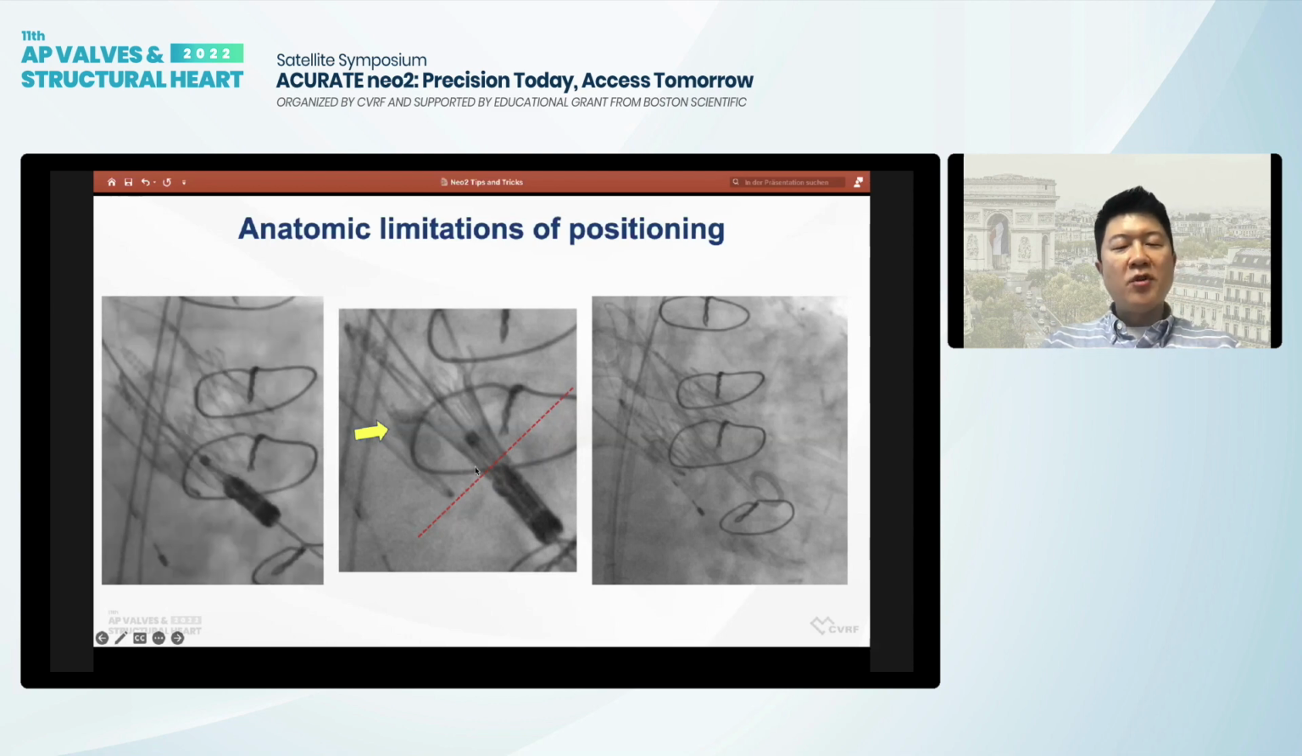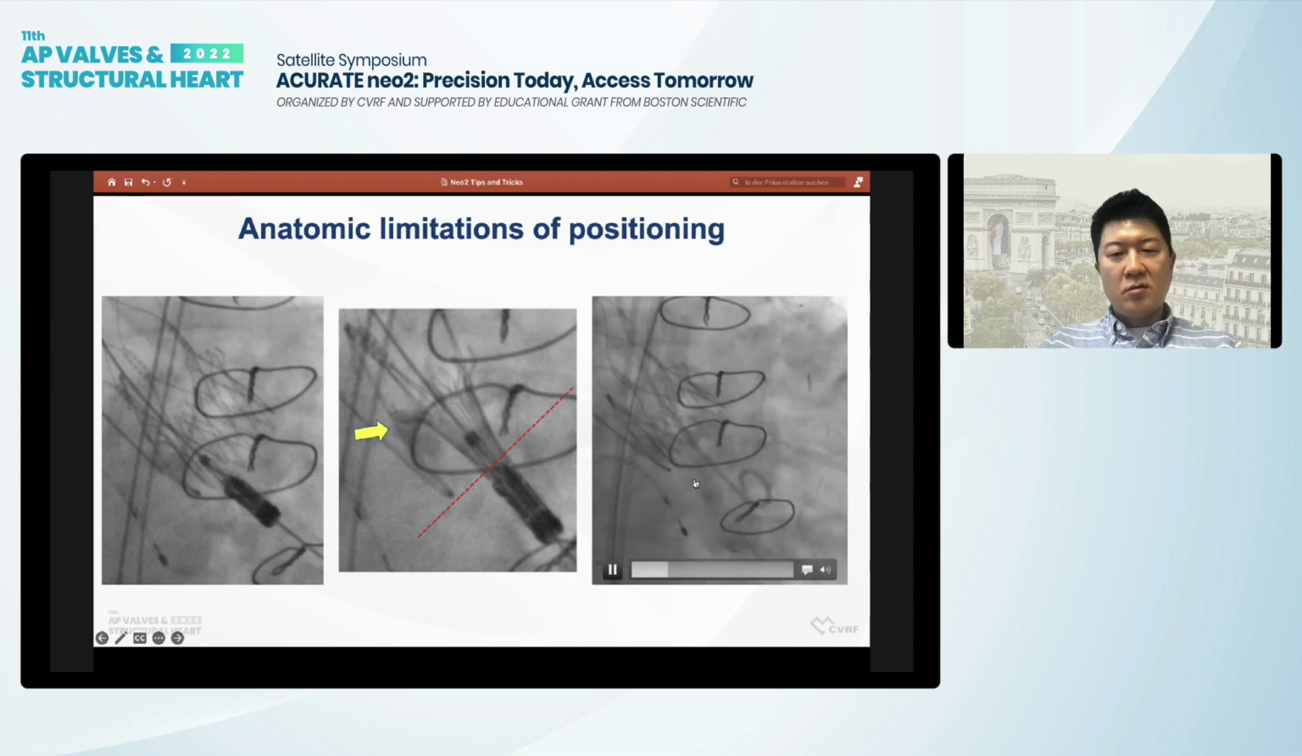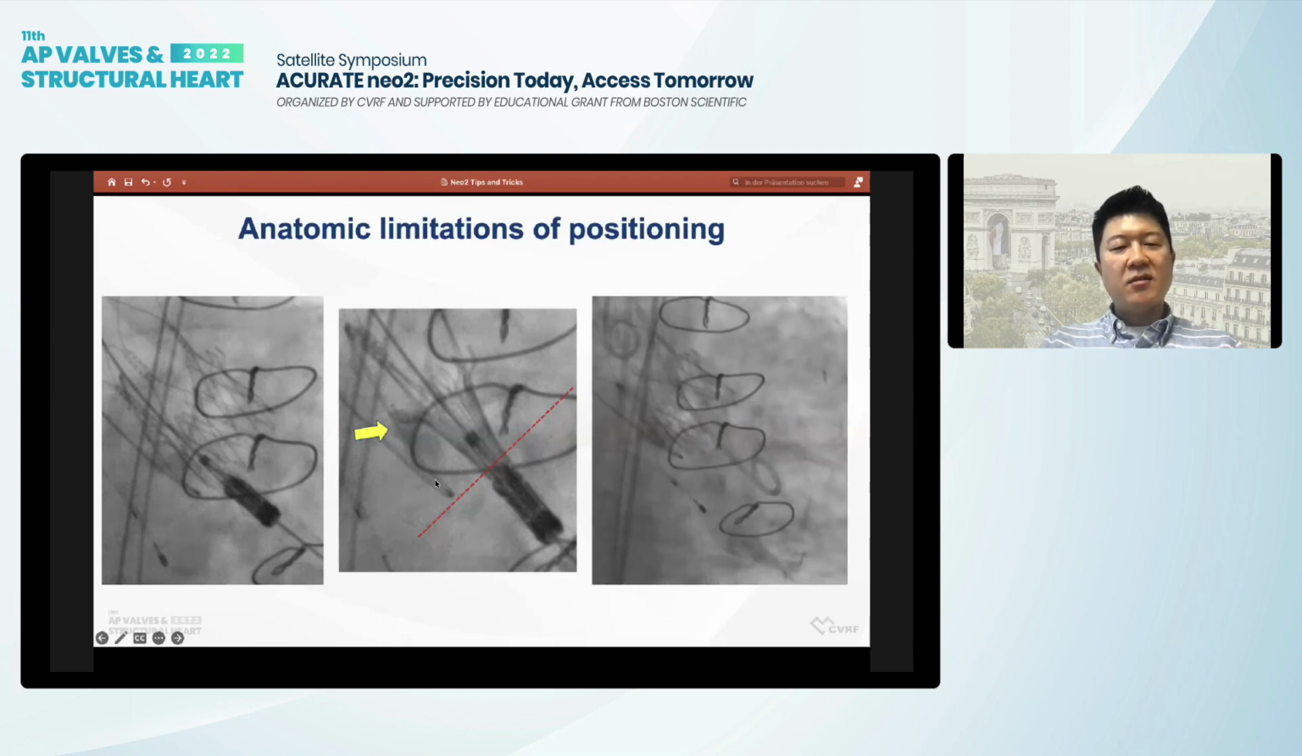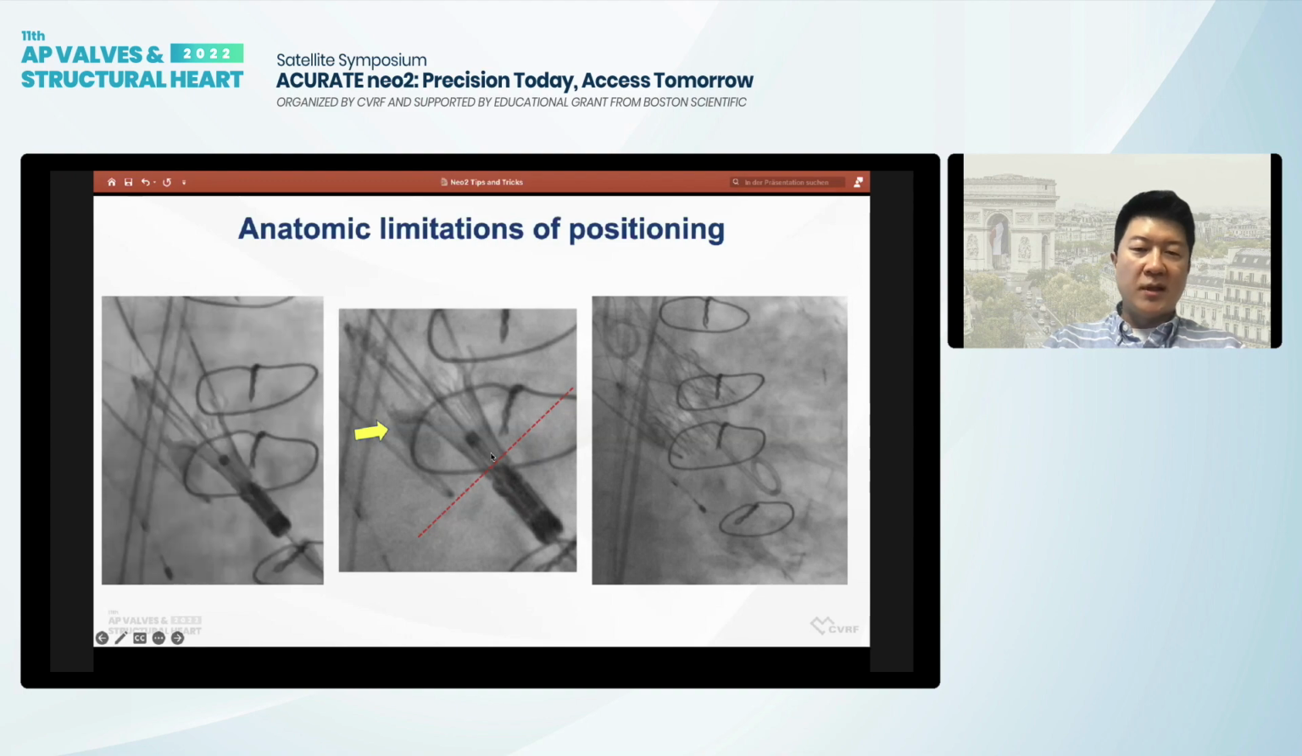We are forced to do the deployment, and here it looks okay. In this case, what I recommend is to either use fast pacing or even rapid pacing in order to enhance stability for the deployment. You need also to have enough forward pressure in order to prevent an upwards movement, because basically this position is too high. But sometimes there are anatomic limitations of positioning the marker band really in the annular plane, which usually should be the case.